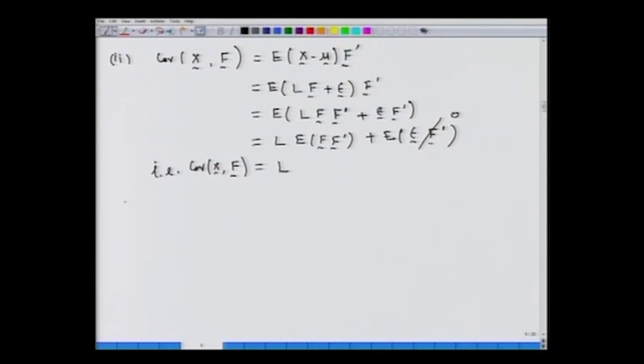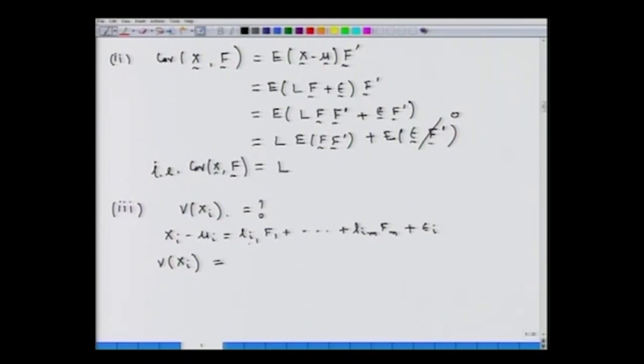Now, the third point that we can make note of is: what is the variance of Xi? Before we write the expression for variance of Xi, we may recall that this Xi minus mu i term was equal to Li1 into F1, plus and so on, plus Lim times the mth factor Fm, plus epsilon i. So, when we are looking at the variance of Xi, it is basically the variance of this particular term.